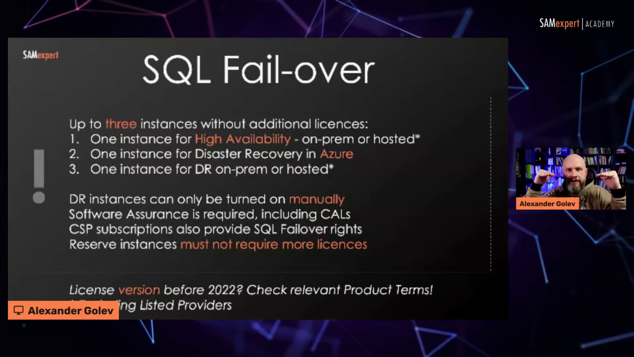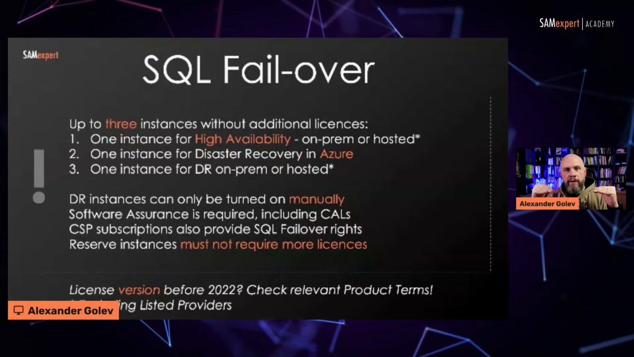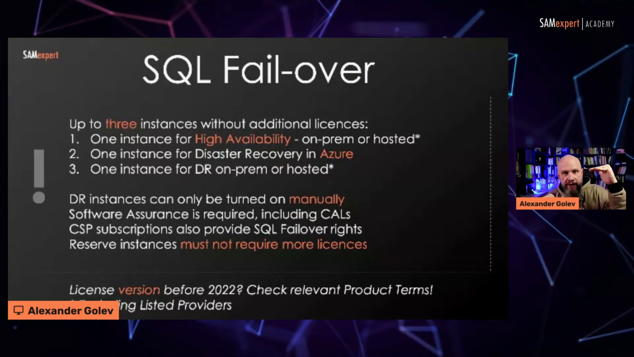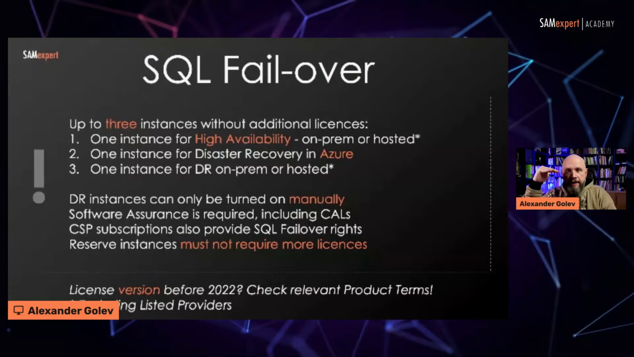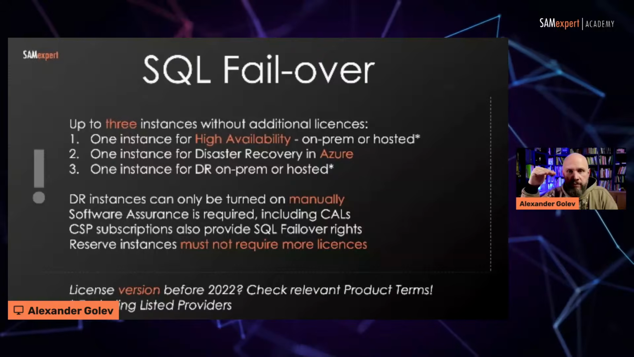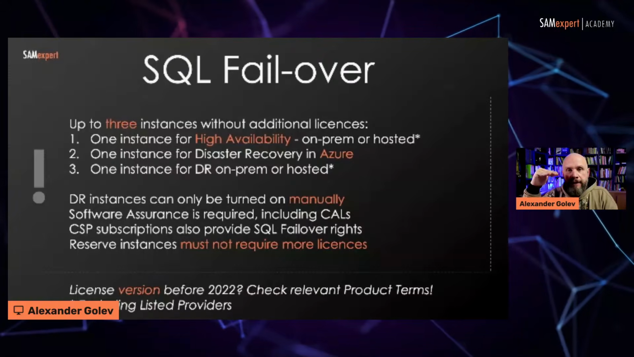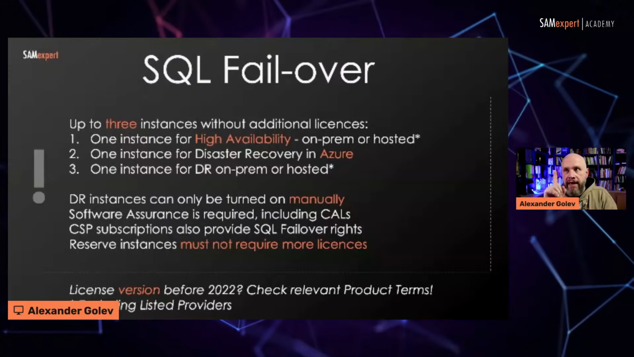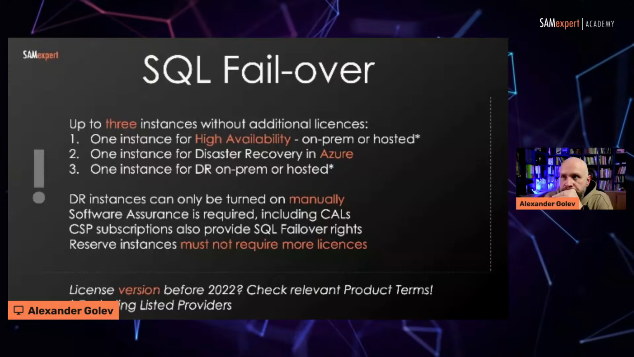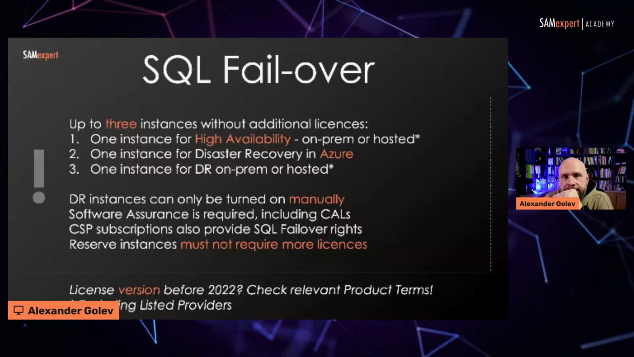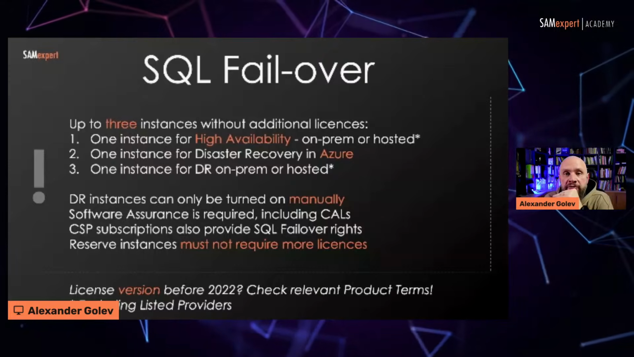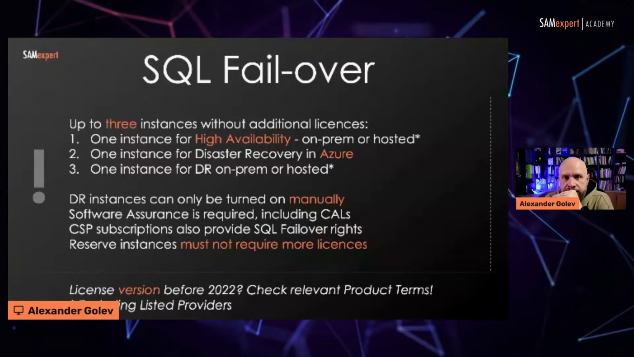So if you have a license with SA, software assurance, or CSP subscriptions, then your active node requires licenses. Your passive node in that configuration does not. It's free. As long as it's truly passive, as long as all the other limitations apply, it's free. Plus, you may run one instance for disaster recovery in Azure, plus one instance for disaster recovery on premises or even on a provider, except listed providers.